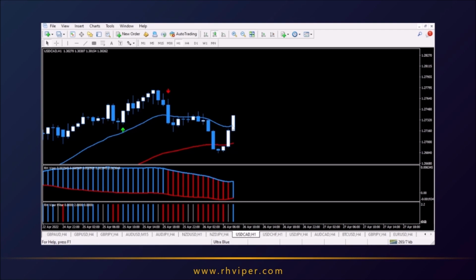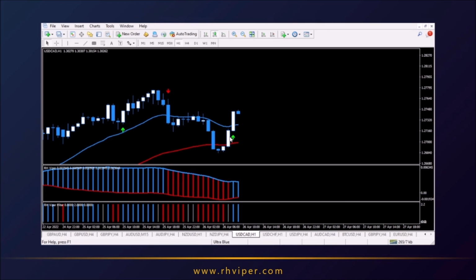We've got a candle closing or moving above this blue moving average. The RH Viper indicator's histogram bar is blue, and the RH Viper filter also has a blue bar. So if this candle closes where it's at and a green arrow appears underneath this candle, we can be looking at a long trade. So we got exactly what we were looking for.